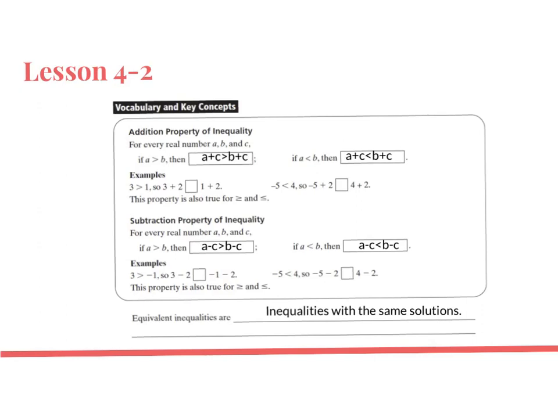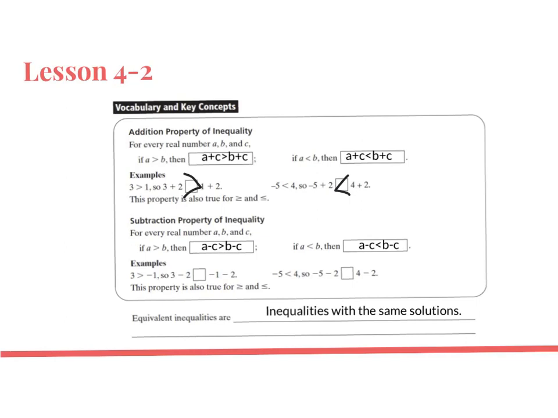Okay, so if 3 is greater than 1 and you add 2 to both sides, think about it. Now you have 5 and 3. Well, 5 is still going to be greater than 3. If you have -5 is less than 4, and you add 2 to both sides, now you've got -3 is still less than 6.